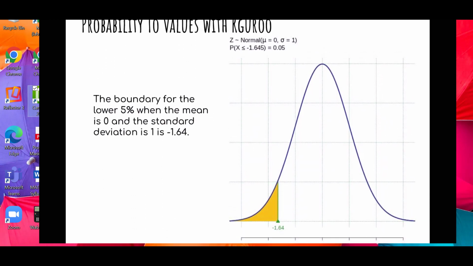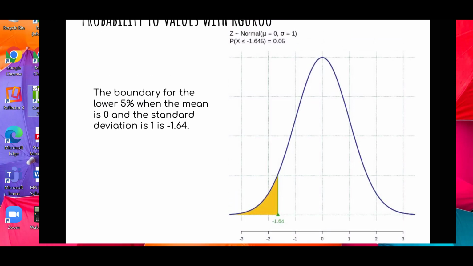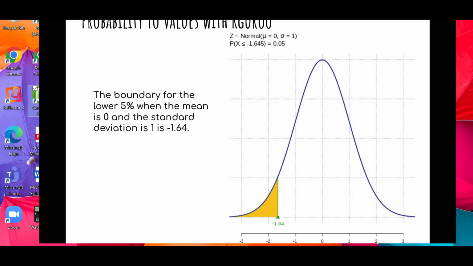Okay, so again, this is just a picture showing you what it looks like once you find it. If you were finding the boundary for the lower 5%, when the mean is 0 and the standard deviation is 1, it would show the graph like this. So what it's shading is the area, this area here is 5%, and they are giving us the value that corresponds with that. You will also see that value right here. So it wouldn't be this one. This is the number that you're putting in, the 0.05. It would be this one here. That would be your answer. And that's what it looks like when it's graphed.